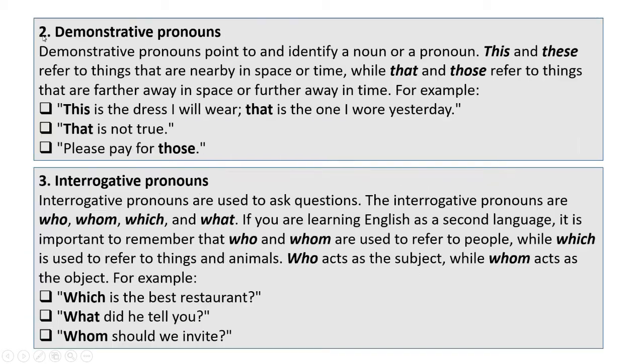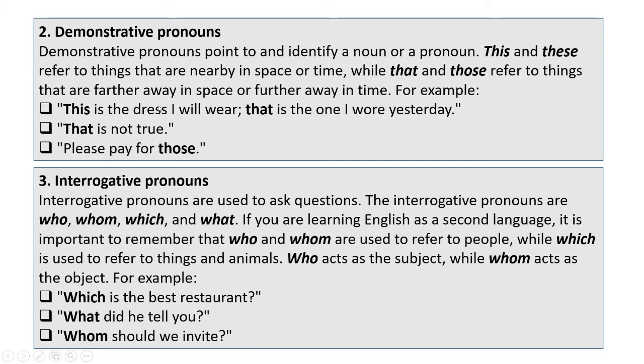Okay. Number 2, demonstrative pronouns. Demonstrative pronouns point to and identify a noun or a pronoun. This and these refer to things that are nearby in space or time, while that and those refer to things that are further away in space or time. For example, this is the dress I will wear, and that is the one I wore yesterday, and that is not true, and please pay for those.